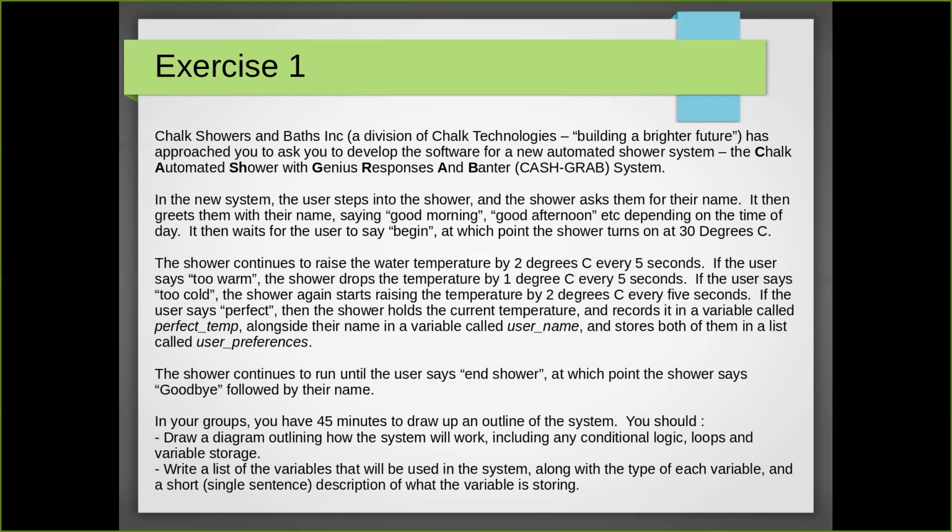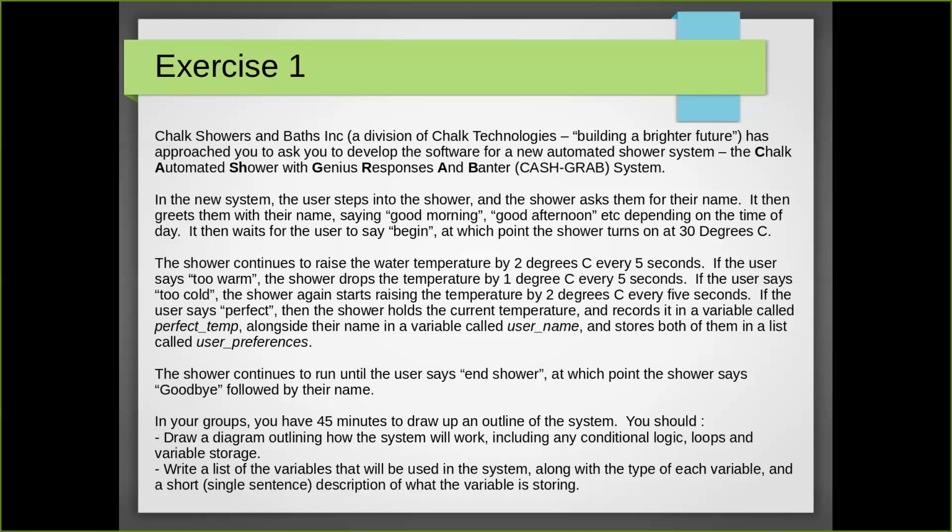It then waits for the user to say begin, at which point the shower will turn on at 30 degrees C. Now the shower, once this happens, will continue to raise the water temperature by 2 degrees C every 5 seconds. If the user at any point says too warm, the shower will drop the temperature by 1 degree C, and it'll keep on doing that every 5 seconds. If the user says too cold, the shower will again start raising the temperature by 2 degrees C every 5 seconds.